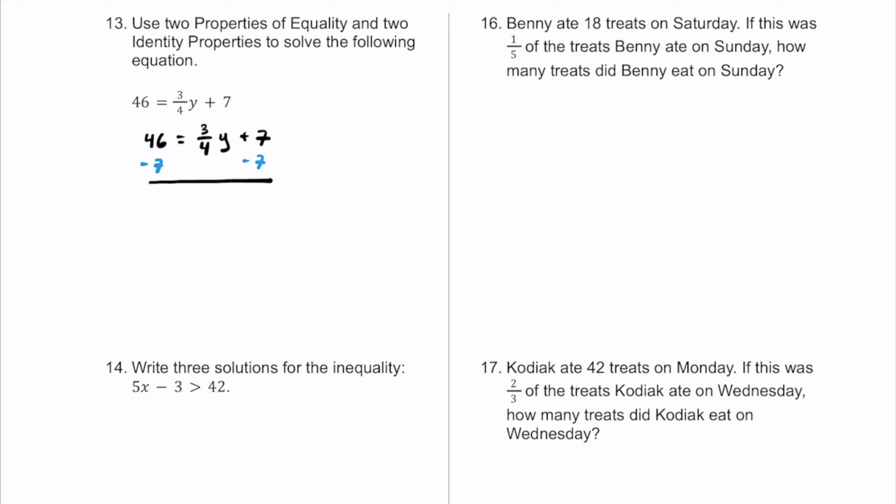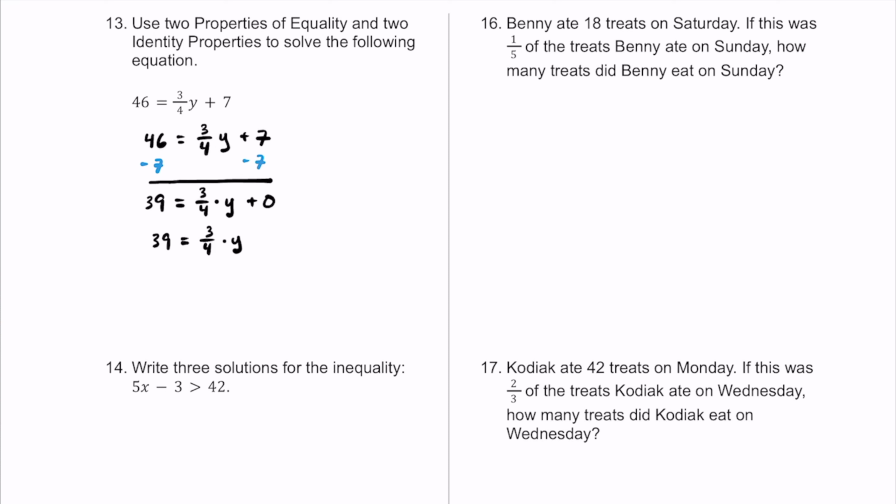On the left side, 46 minus 7 is going to be 39. On the right side, we're going to have 3/4 multiplied by y. I'm just putting that dot in there, plus 0, because negative 7 plus 7 is 0. Then we can go ahead and drop that 0 and say 39 is equal to 3/4 times y. We don't have to write the plus 0, using the identity property of addition.